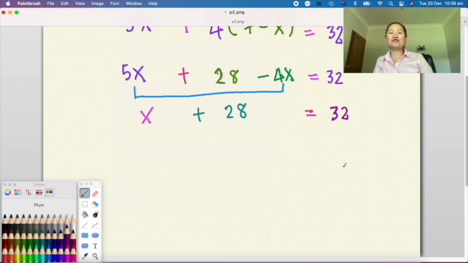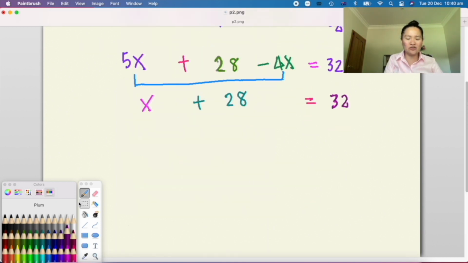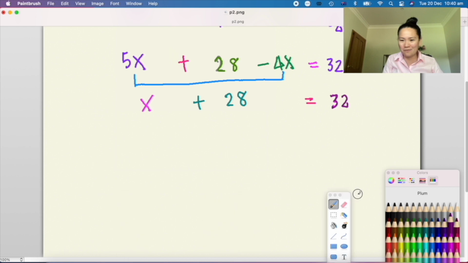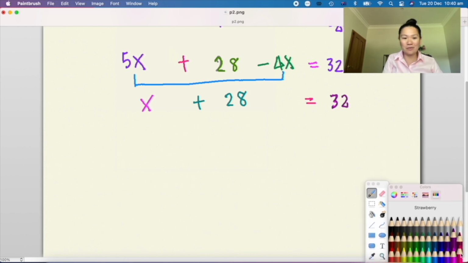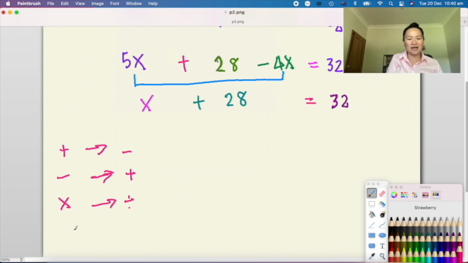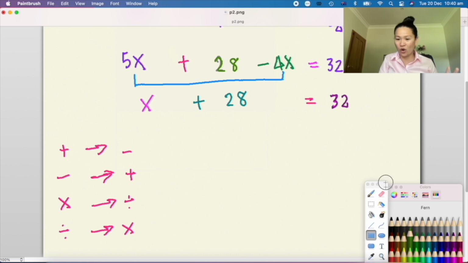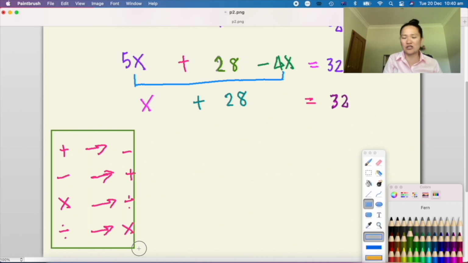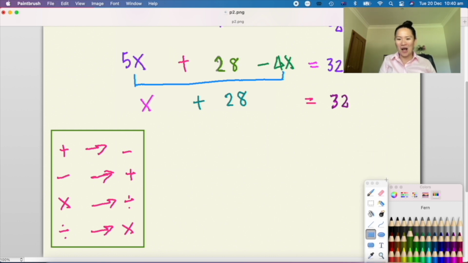Now I'm going to move to another side of the equation. Do you remember our concept? Yes, you remember our concept. Plus turns to be minus. Minus turns to be plus. Positive turns to be negative. Negative turns to be positive. Multiply turns to be divided. Divided turns to be multiplied. I will teach you about the symbols in detail later on, or you could come back to see our equation. All right, now let's move to another side of the equation.